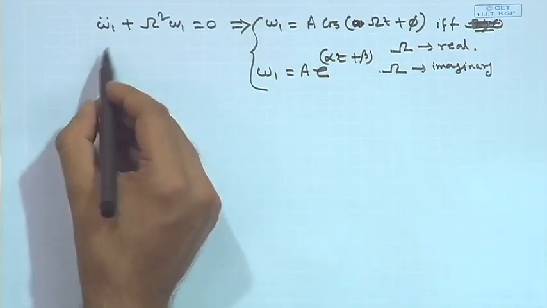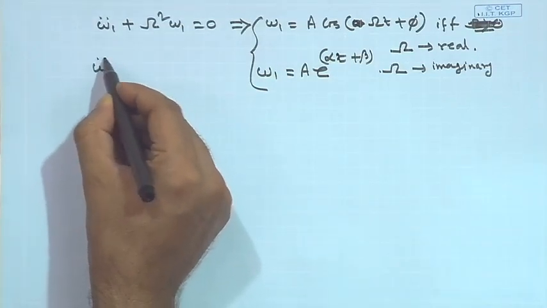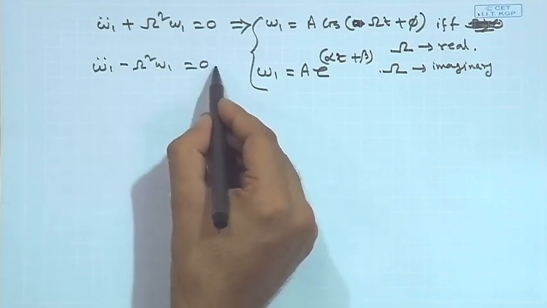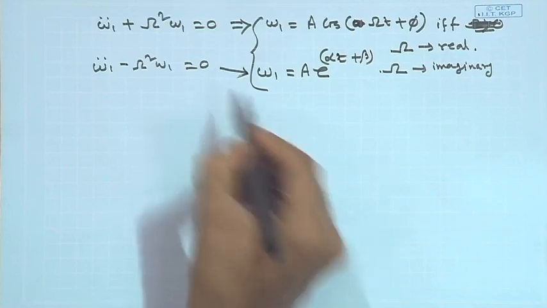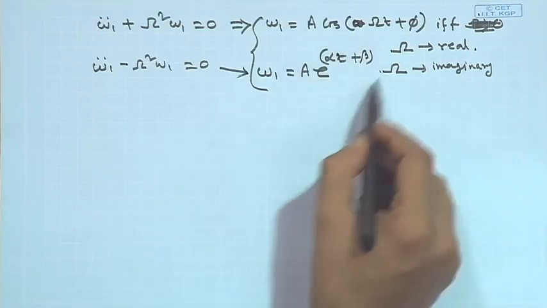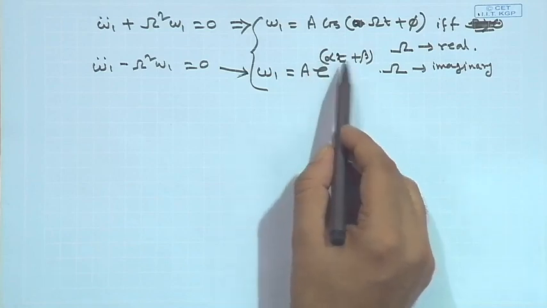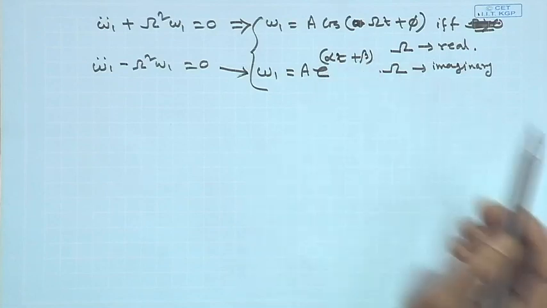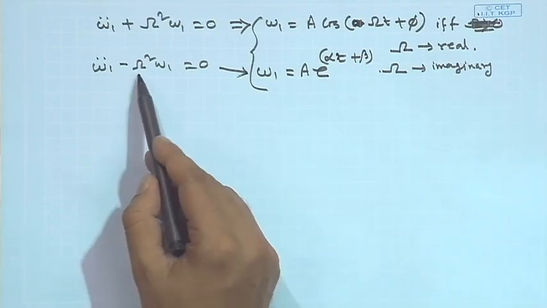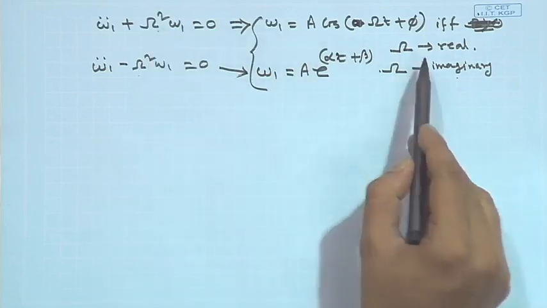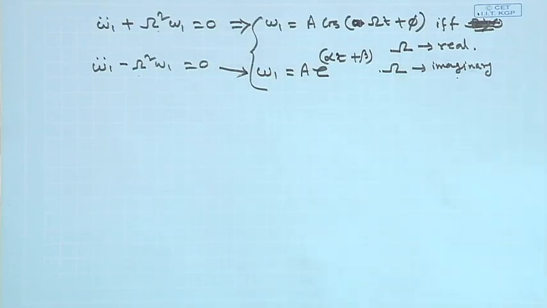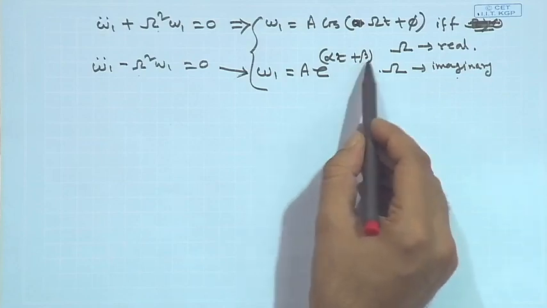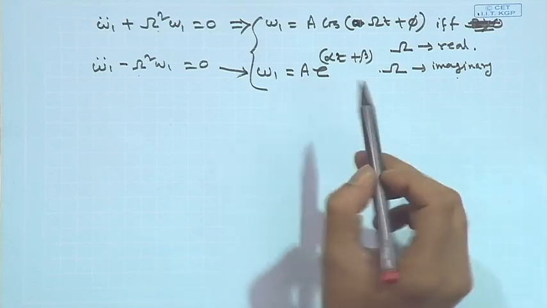Keeping these two things in mind, if we have an equation of the form omega 1 double dot minus omega square omega 1 equal to 0, that will give you an exponential solution. Could it be exponential growth, could it be exponential decay, depends on the initial condition and sign of alpha and beta. So, this corresponds to imaginary omega, and the other corresponds to real omega. From physical principles we know that it could be mostly an exponentially decaying solution, does not matter really.